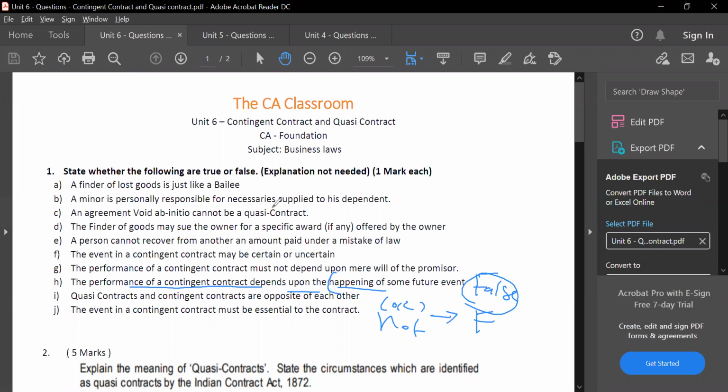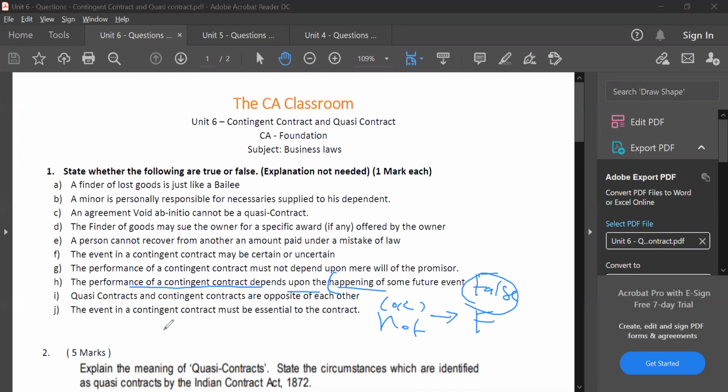Can you read question number I? Quasi contracts and contingent contracts are opposite to each other. Answer, Anu, can you give me the answer? I'm getting correct answers from Saidarni, Gaurav, Soumya. Kriti, Darshita, correct. Your answer, Anu? Is it false? Correct. The answer is false.